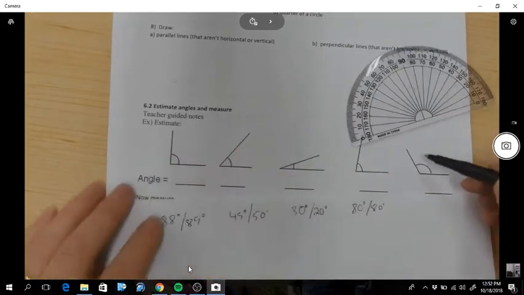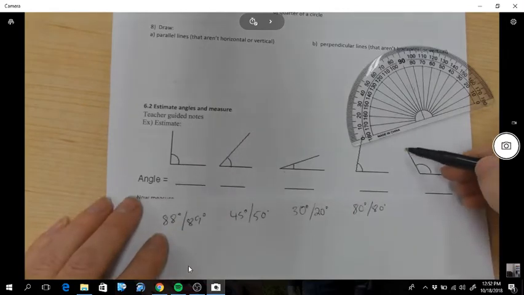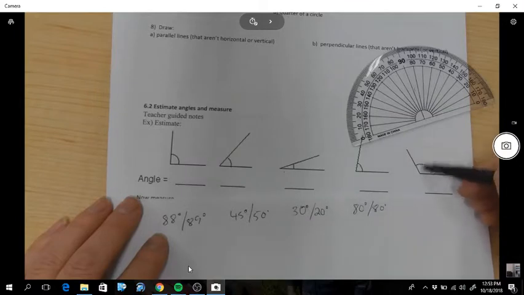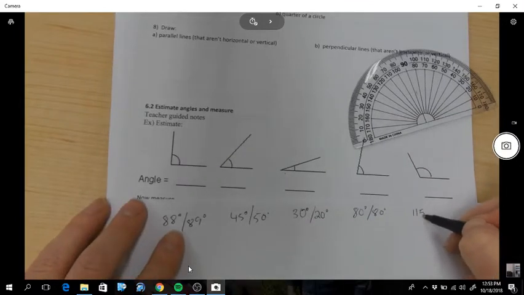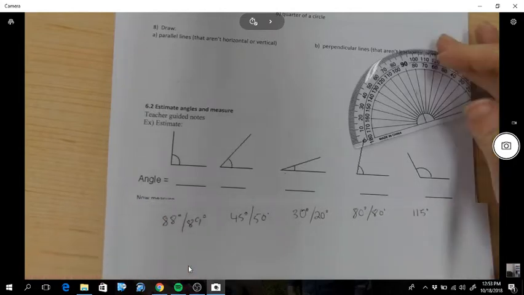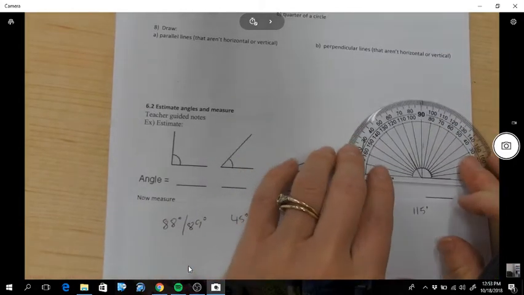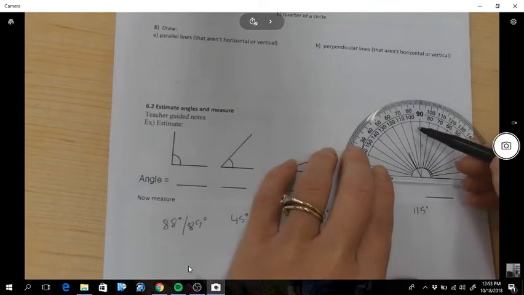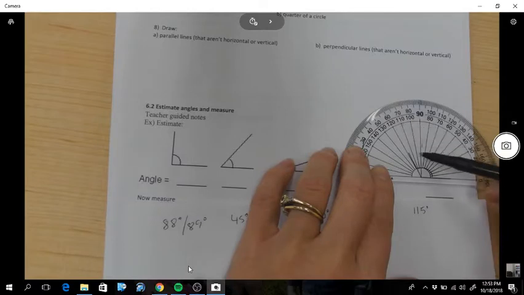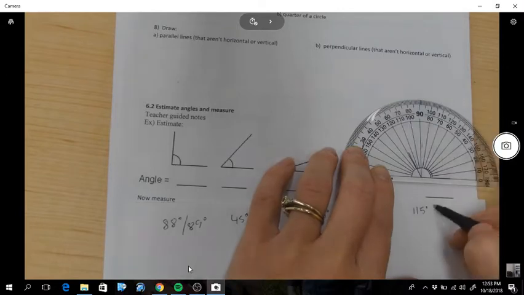Okay, next one. So I'm bigger than 90. See my 90 reference? I'm bigger than that. And then I don't know, I'm gonna go with 115 degrees. Okay, so I put my protractor here, right in that corner. So now you can see there's two numbers. You're going with the bigger one because you're over 90. So 100, and I'm just less than 120. So if I continue that line on, I'm at 118.